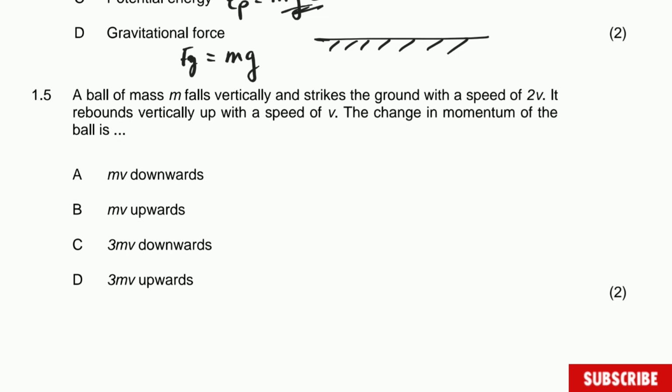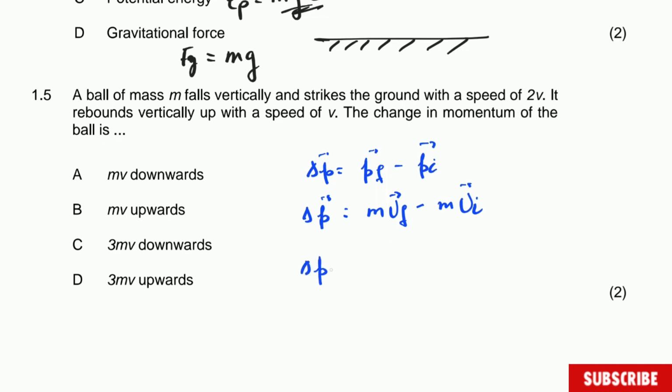Question 1.5. A ball of mass m falls vertically and strikes the ground with a speed of 2v. Now this one is a good question. It rebounds vertically up with a speed of v. The change in momentum of the ball is. Now what we need to know here: change in momentum is equal to final momentum minus initial momentum. In other words, change in momentum is equal to mass multiplied by final velocity minus mass multiplied by initial velocity. And mass is a common factor here, so change in momentum is equal to mass, open bracket, final velocity minus initial velocity. These are vectors.